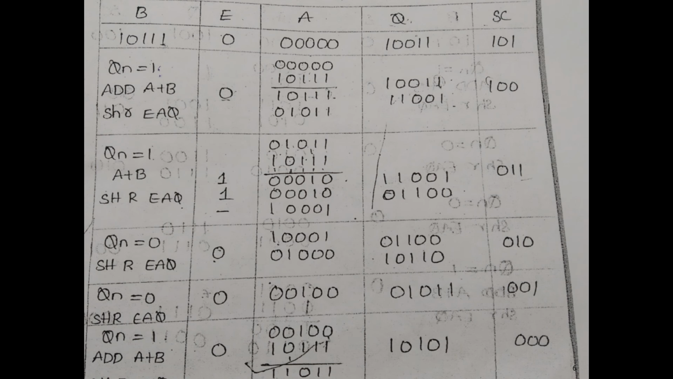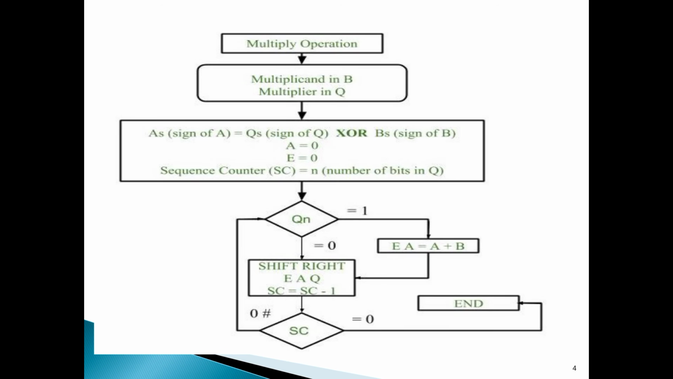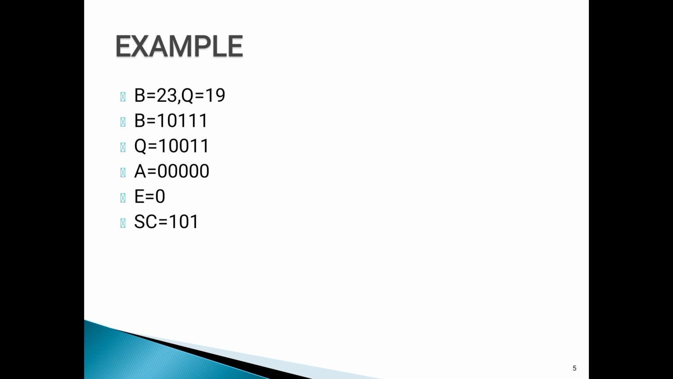After writing the initialization, just follow the flow chart. After performing the initialization, check the Qn value. What is the Qn value? How to check it? It is the least significant bit of the multiplier. What is the least significant bit of the multiplier? That is 1.